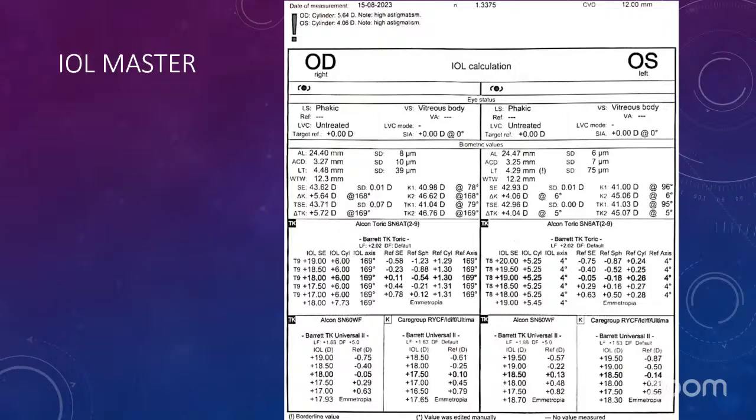So you have to read about posterior corneal astigmatism also. That is also important. So many things you have to read after this.